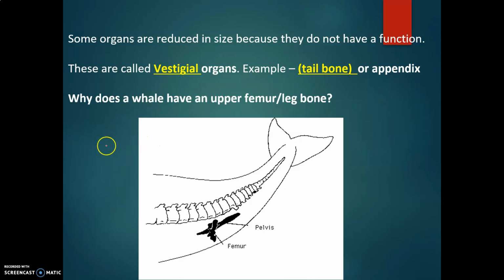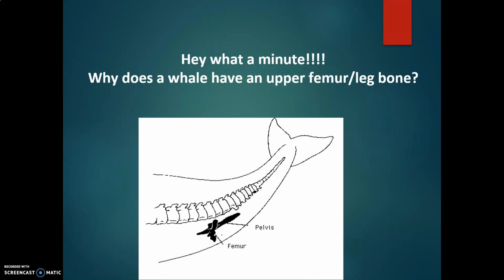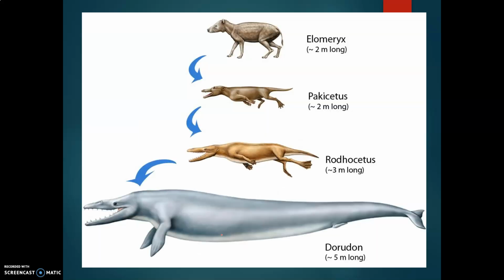Okay, look at this picture. Really cool. Why does this whale have a femur? If you don't know, your femur is your thigh. Why the heck does a whale have a femur? I don't know. Let's find out. That's because it evolved from an organism that walked on land. This is basically how it evolved back.